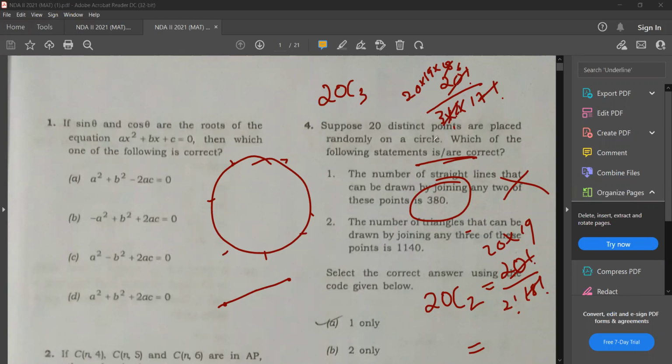Once you solve this, what are you going to get? You will be getting 1140. So the second statement is correct. So 2 only is the correct option. The correct option is 2 only for this question.